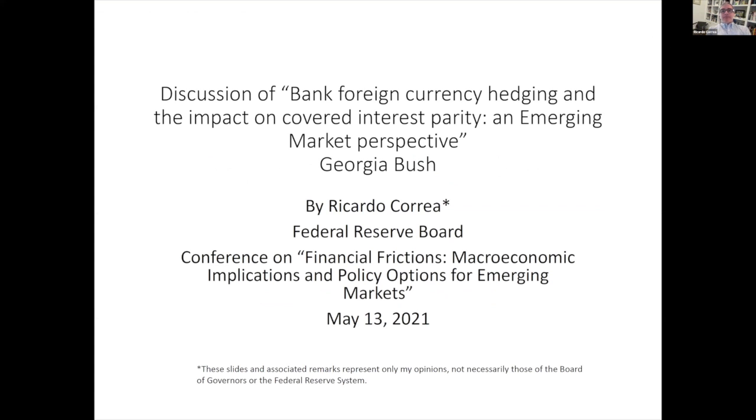So this is a very nice paper. I enjoyed reading it. It's difficult to go after Georgia and Sergio because they did a very thorough presentation of the paper and summarizing the paper. But hopefully my discussion will add something that Georgia can implement later.